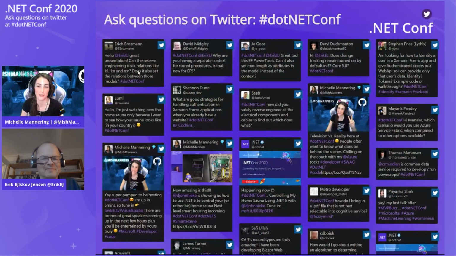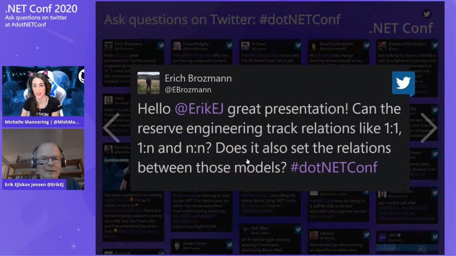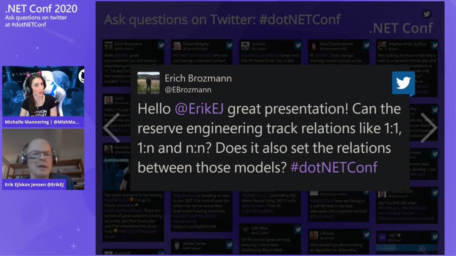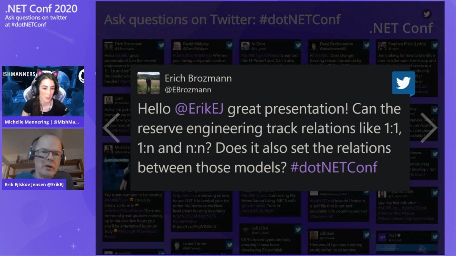We've got a few questions coming through. So one of them is: thank you for the amazing presentation. Is there a way to reverse engineer relations like 1-1, 1-n, and does it set the relations between models? It recognizes all the foreign keys that are in the database and creates the relations between those.